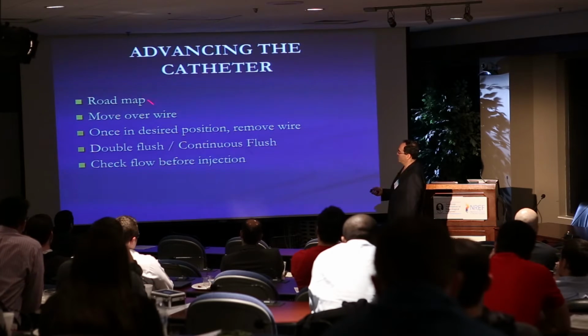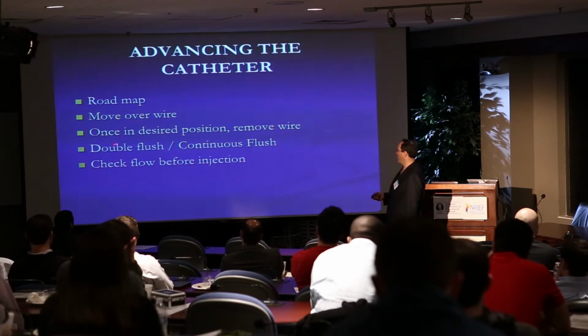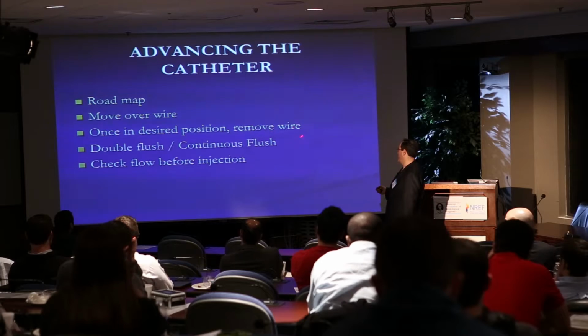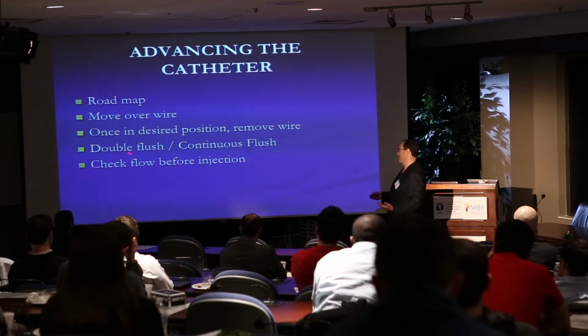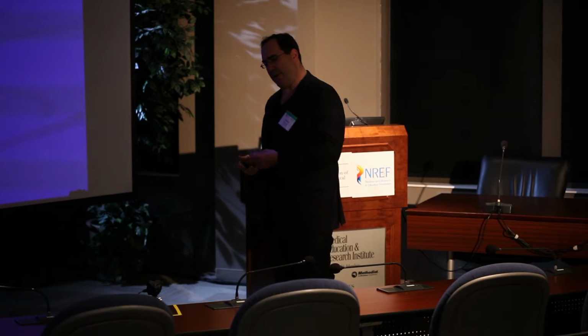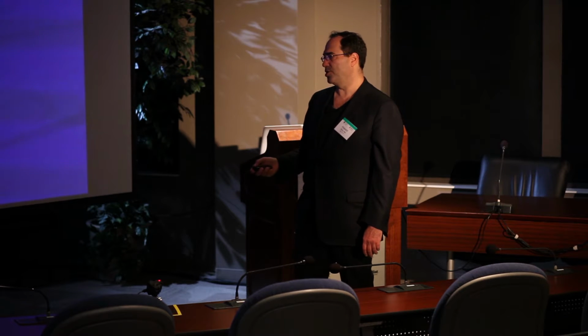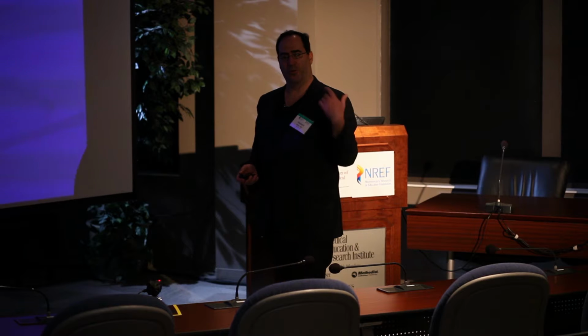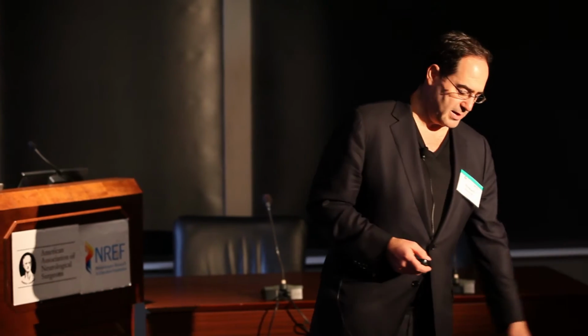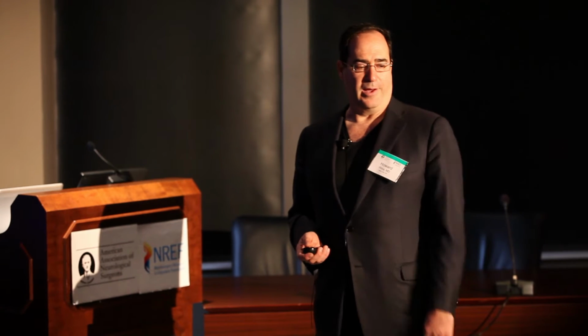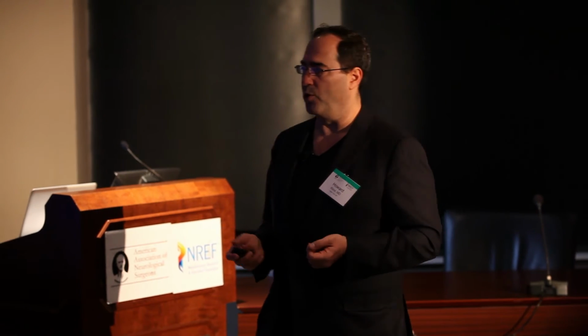Advancing the catheter, so that's just what I was saying. Roadmap, move over the wire. Once in your position, you remove the wire. Here, in this case, double flush, I let blood come back before I switch the valve and let the continuous flush go forward, and always check the flow in the vessel before you inject. Yesterday we were doing a guy with a tortuous and tight vert, and in the position that we had the catheter in, we had flow arrest, so we had to keep pulling back until we had good forward flow through that.